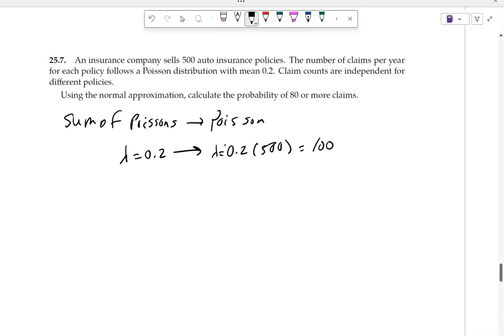What's the variance? So that's your mean, right? The lambda is the mean. What's the variance? The same, yeah. It's 100, right? Notice in this case it's a sum of Poisson. We're aggregating claims. We're not doing a mean number of claims, right? Okay. So we want the probability of x is greater than or equal to 80, right?